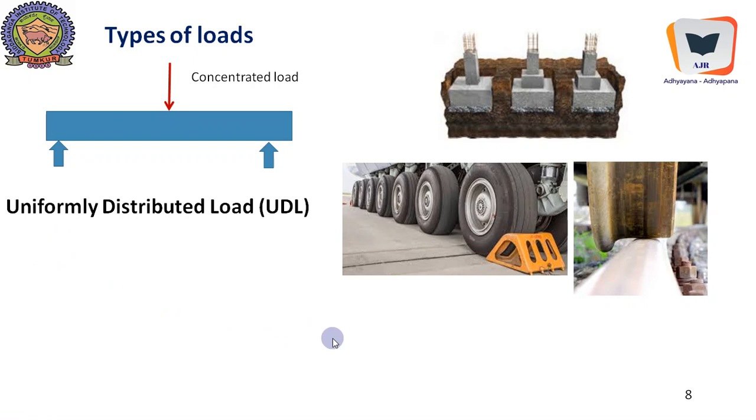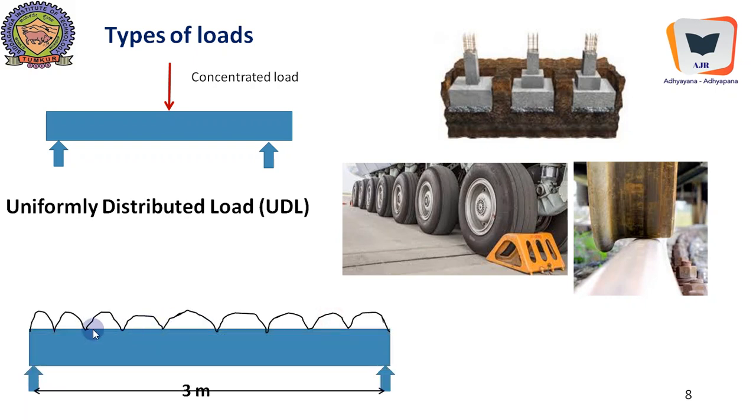Uniformly distributed load. This is the widely used load, usually widely hypothesized load. And here it will be represented like this. This is a beam of span 3 meters, and the intensity of uniformly distributed load is spelled out like this: 20 kilonewton per meter. That is, per 1 meter of the length of the load, it would have transferred around 20 kilonewton.